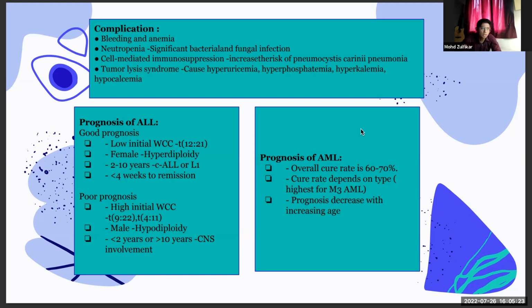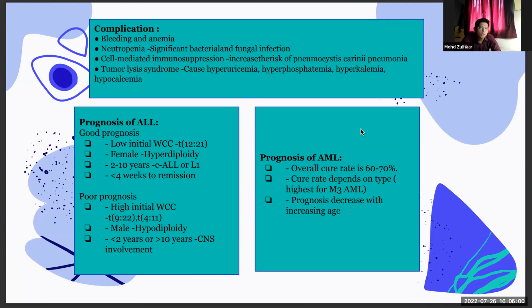However, it carries a poor prognosis when the patient has a high initial white cell count, and as I already mentioned before, in the Philadelphia chromosome, which is the translocation 9;22. It also carries a poor prognosis in male with hypodiploidy, in cases which happen at less than 2 years old or more than 10 years old, and if there is any CNS involvement.